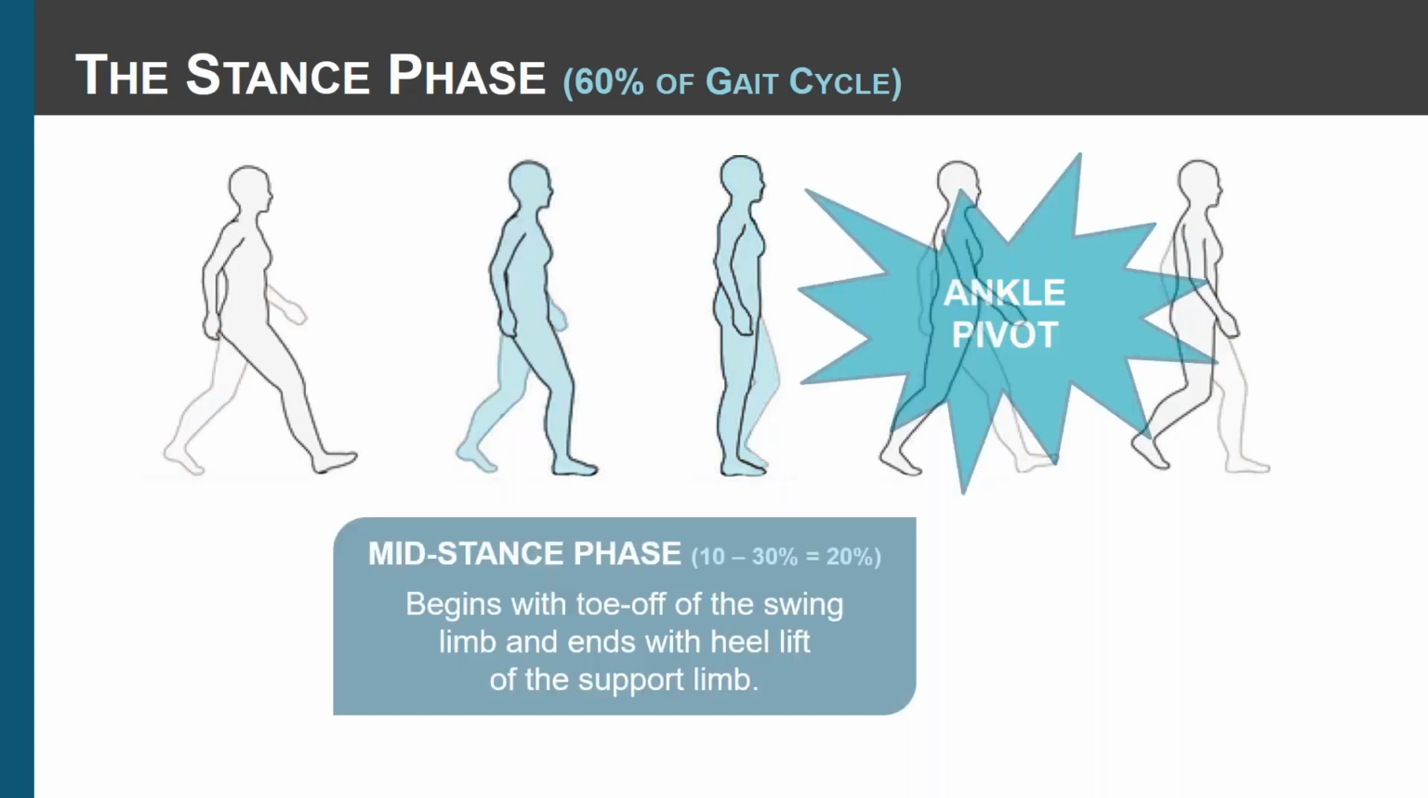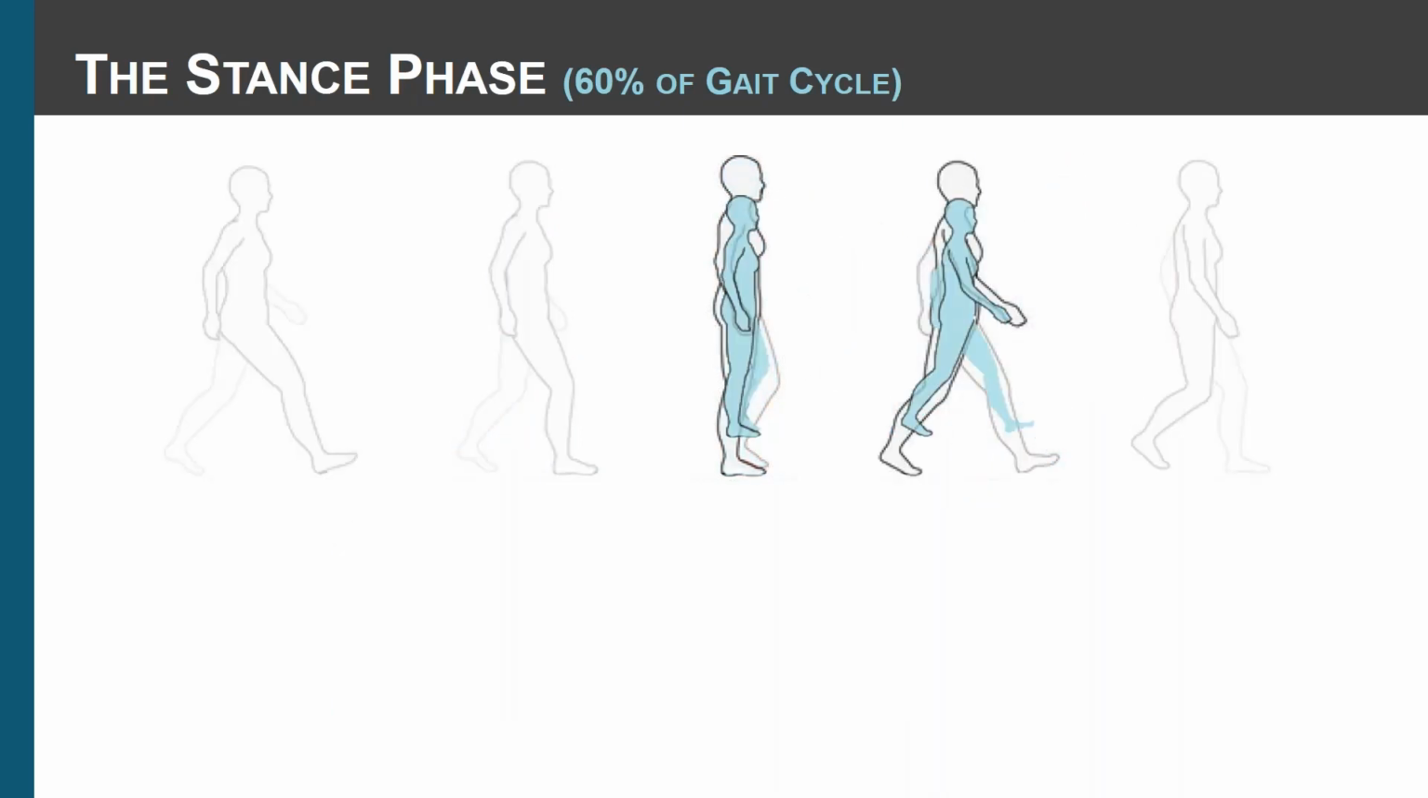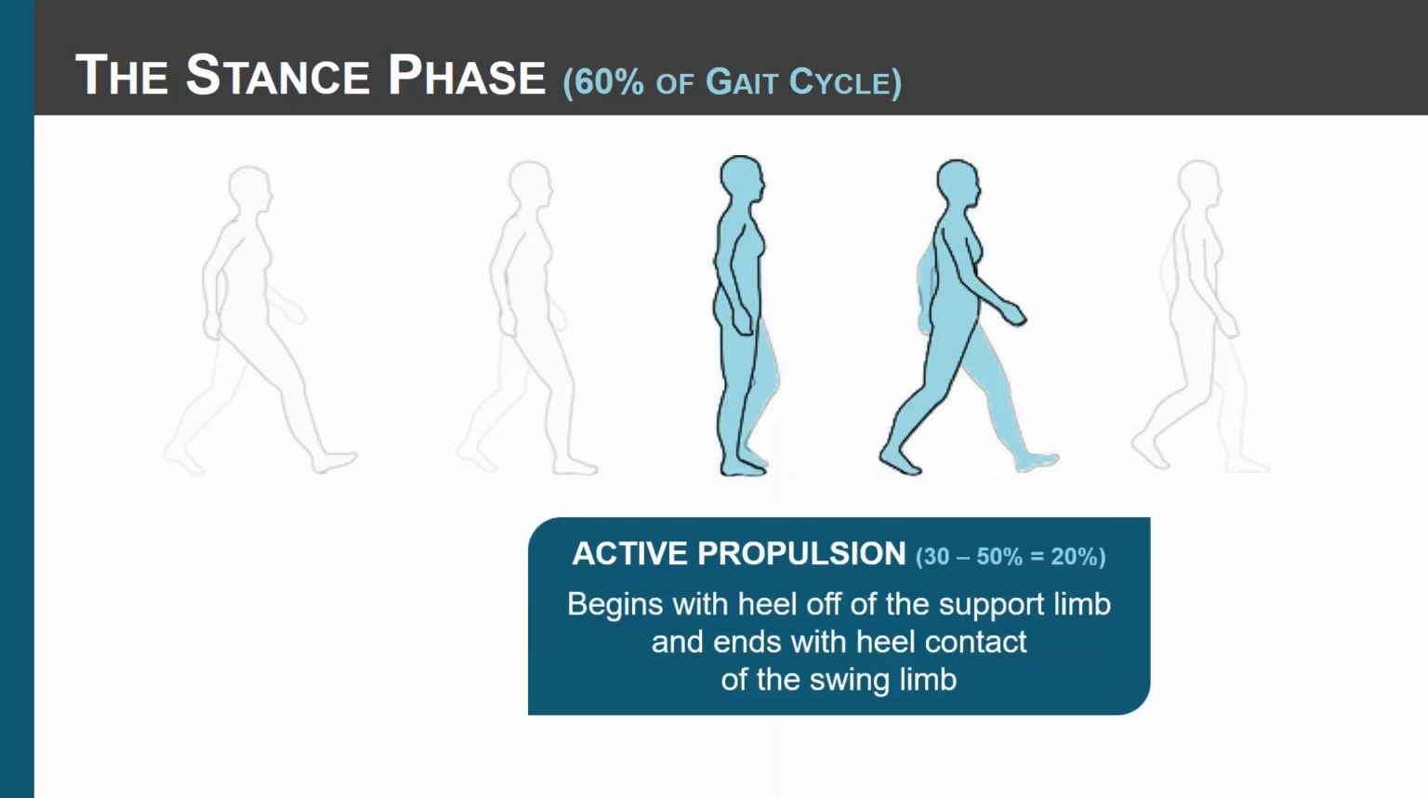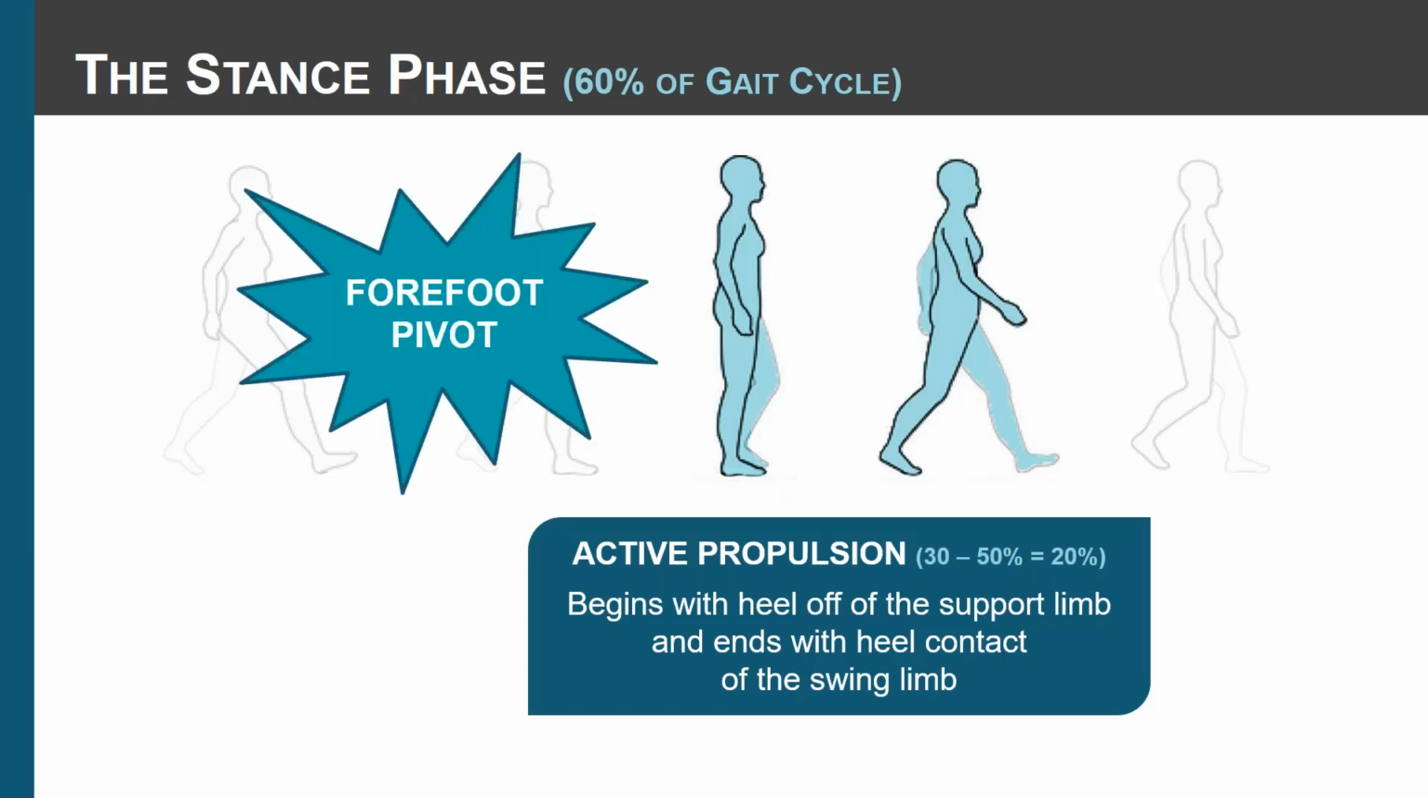The third subphase that we'll look at is the active propulsive phase, which begins with the heel off of the support limb and ends with the heel contact of the swinging limb. This is approximately the total stance phase. And it also includes the function of the forefoot pivot, which is essentially to propel the body forward for push-off. The pivot point for this phase is essentially between the ground and the forefoot.